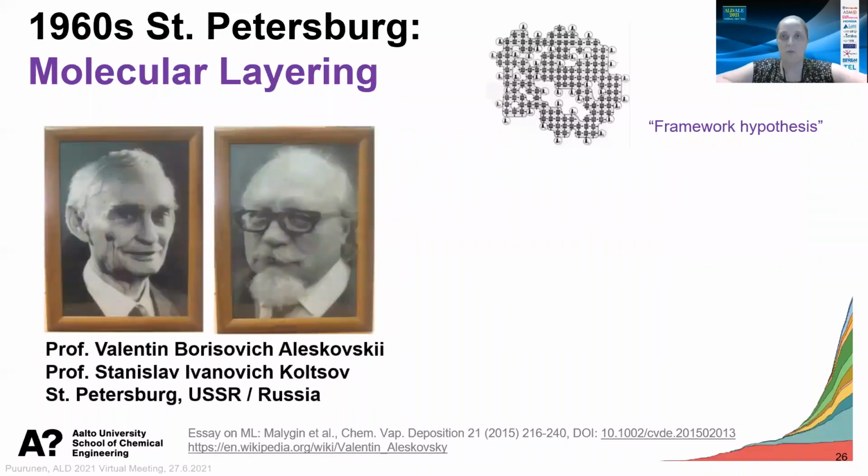Then about history, so molecular layering. Valentin Borisovich Aleskovsky and Stanislav Ivanovich Kol'tsov are the names associated to developing molecular layering since the mid-1960s in St. Petersburg. There's a core concept called framework hypothesis by Valentin Aleskovsky earlier, and this is an image that kind of summarizes that. So a framework consisting of reactive sites where you can either add on those sites or remove them, and removing would lead to atomic layer etching.